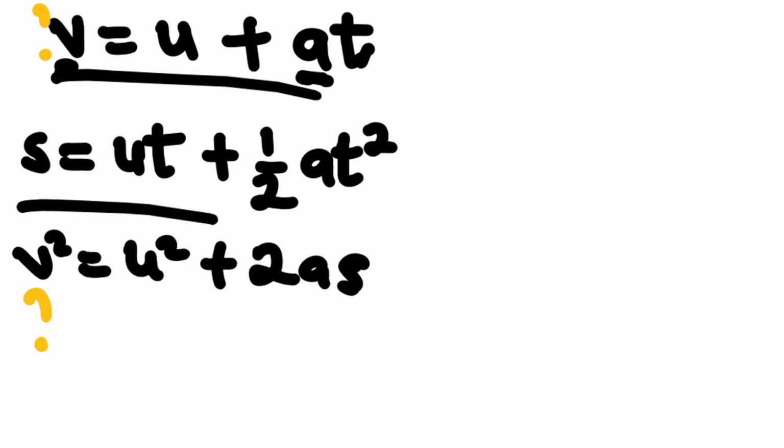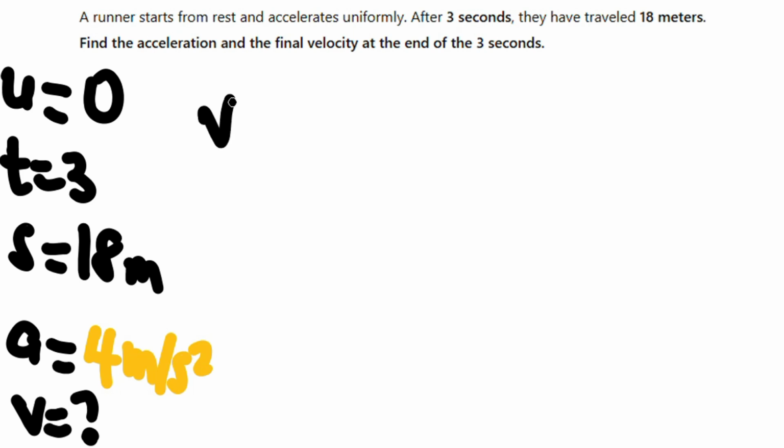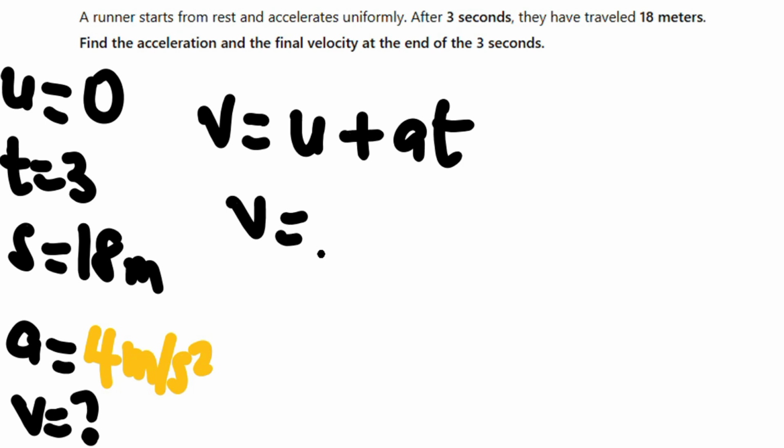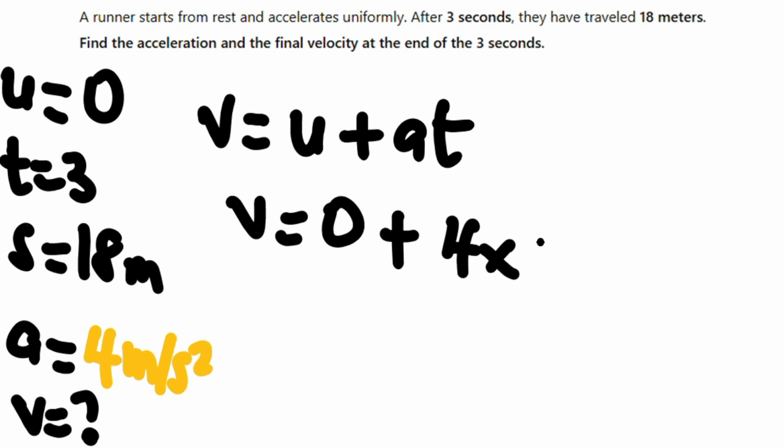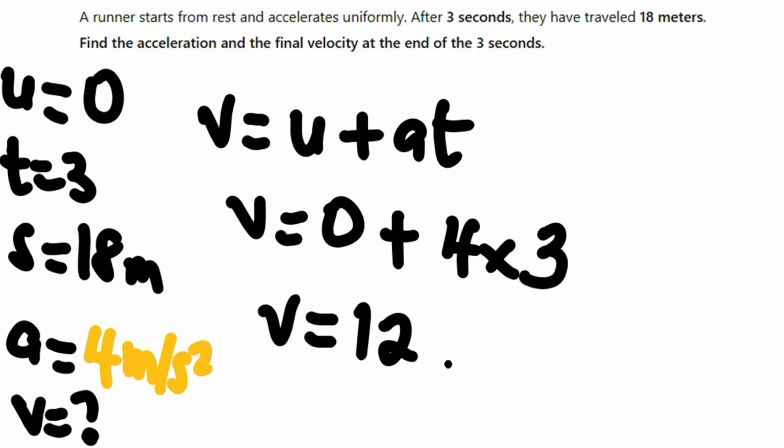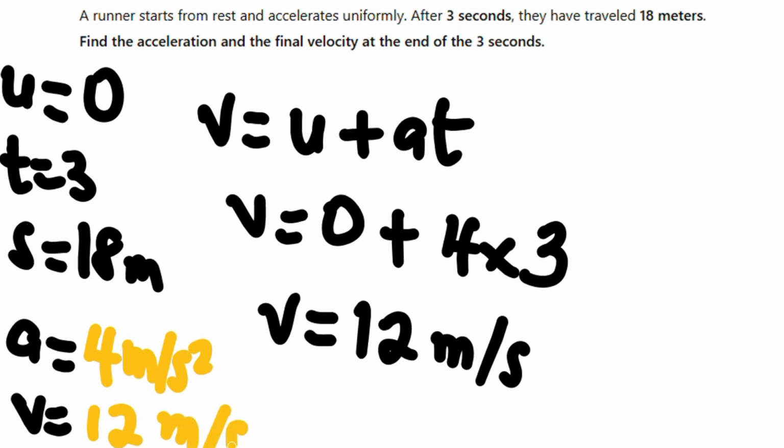So we go and use an easy life: v is equal to u plus at. So v is equal to, what's u? U is 0, plus a is what we found, 4, times t, which is 3. At the end of the day, v is equal to 12 meters per second, right? So let me just put that in color here. So v is equal to 12 meters per second.